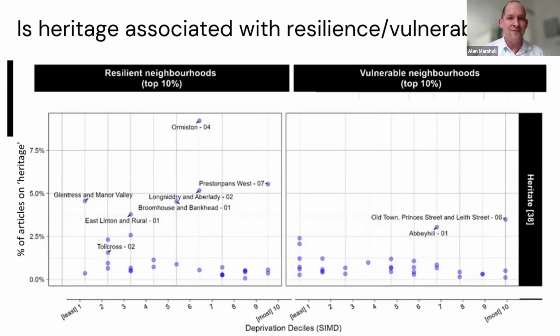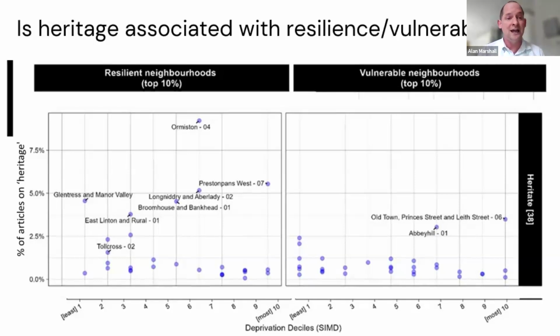First of all, thinking about heritage. We were interested in whether the intensity of newspaper articles on heritage within a particular neighbourhood is associated with vulnerability and resilience. There are two charts here. On the left, we have the most resilient neighbourhoods, in the top 10%. And on the right, we have the most vulnerable neighbourhoods, in the top 10% for vulnerability. Along the horizontal axis, we go from the least deprived neighbourhood to the most deprived neighbourhood. And on the vertical axis, we have the percentage of articles on heritage.